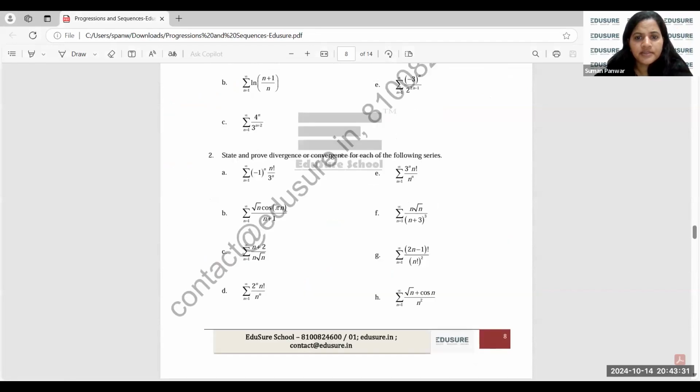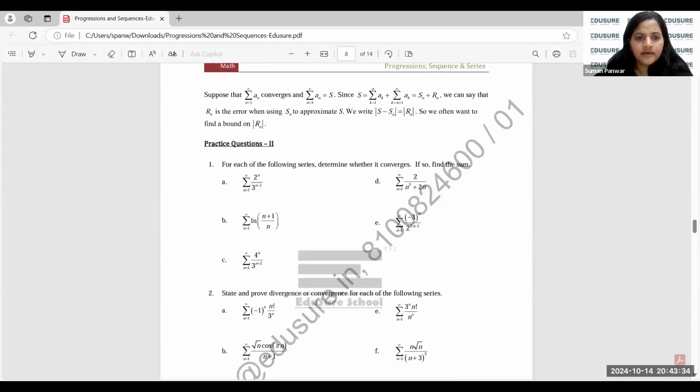Let us see. For example, if you look at practice question 2, question number 1, let us look at part A. For each of the following series, determine whether it converges. If so, find the sum.